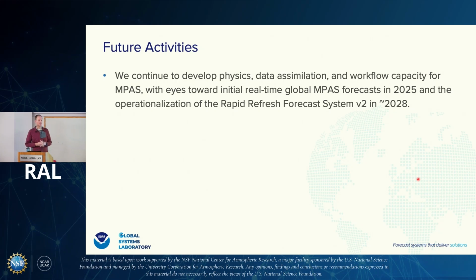So to wrap up, with an eye toward the future, overall we were pretty pleased with how MPAS performed in real time with our physics, without data assimilation, without ocean coupling, for track and intensity forecasts for this highly impactful Atlantic hurricane season. We're looking to continue to develop our physics, but also our data assimilation through JEDI and our workflow capacities for MPAS, with eyes toward initiating real-time global MPAS forecasts, probably between 12 and 15 kilometer grid spacing, sometime in the first part of 2025, and then ultimately the second iteration of the rapid refresh forecast system over North America at high resolution, targeted for 2028.